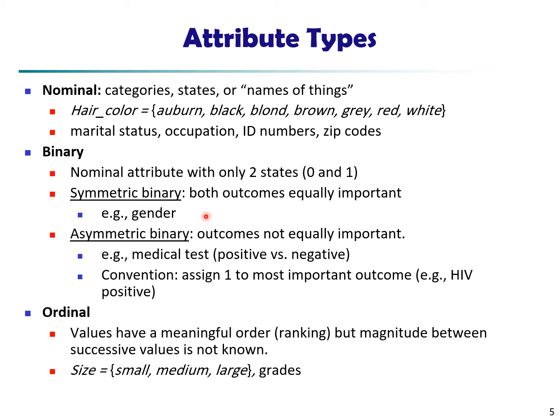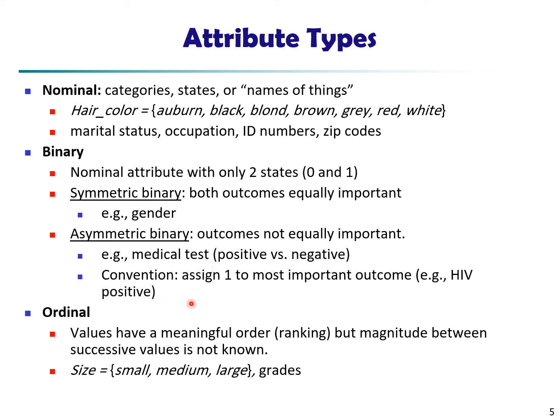Symmetric means equal. So if you say male or female, these are equal binary types. There is no preference between male or female. However, asymmetric binary is actually not equal. For instance, if it's a medical test, a coronavirus test, positive and negative are not equal. Negative is better than positive.